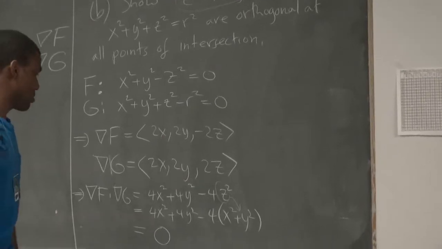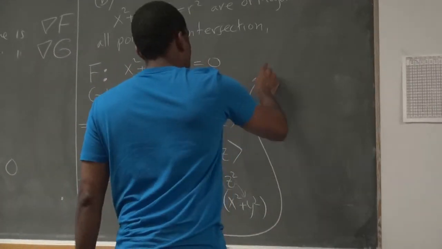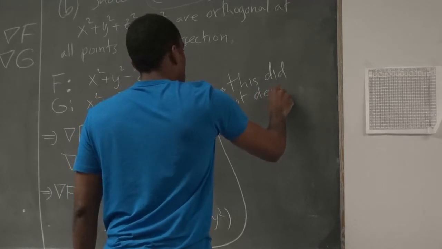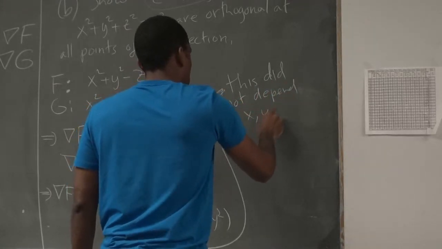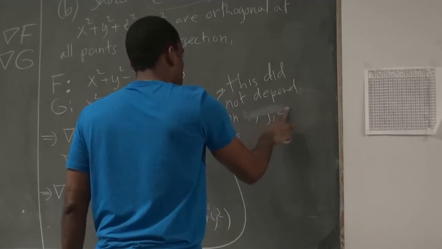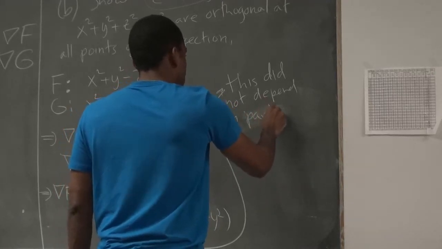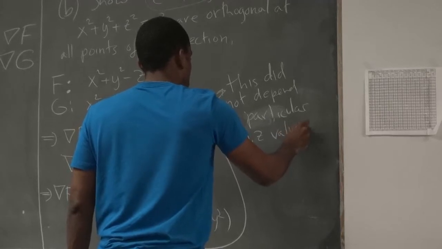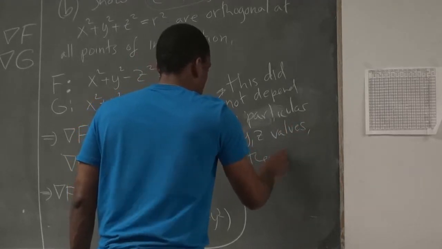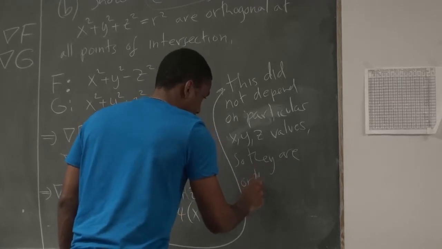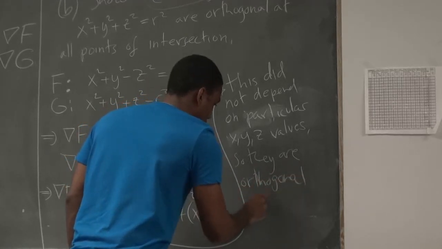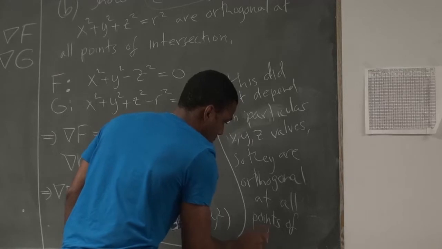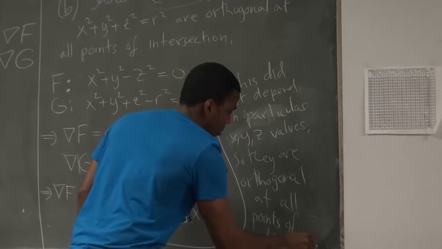So this did not depend on particular x, y, z values. So they are orthogonal at all points of intersection.